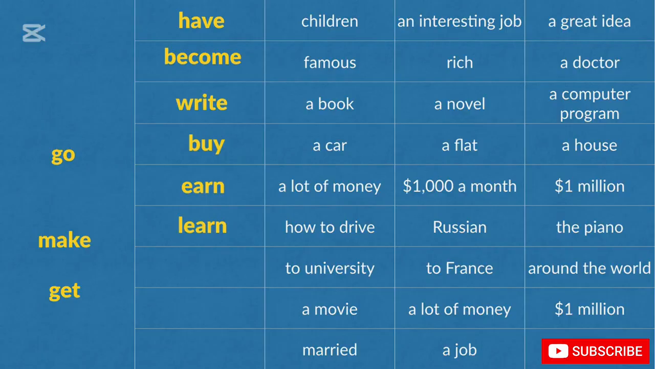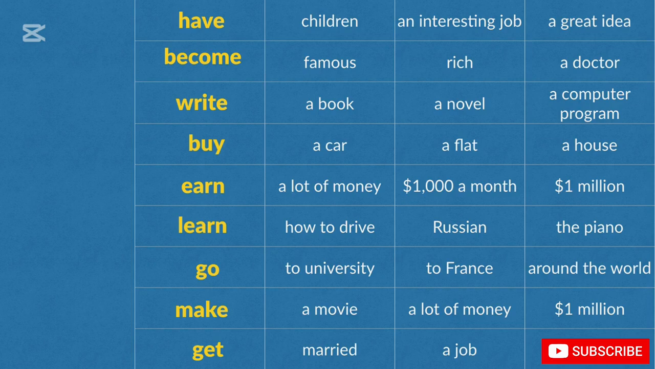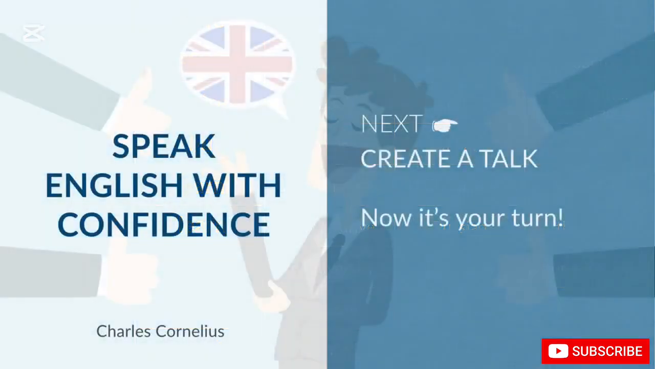Learn how to drive, learn Russian, learn the piano. Go to university, go to France, go around the world. Make a movie, make a lot of money, make $1 million. Get married, get a job, get a degree. Now it's your turn. You've got to try and use this language to create a talk about somebody else. And you can also use that language for your own talk at the end of this section.